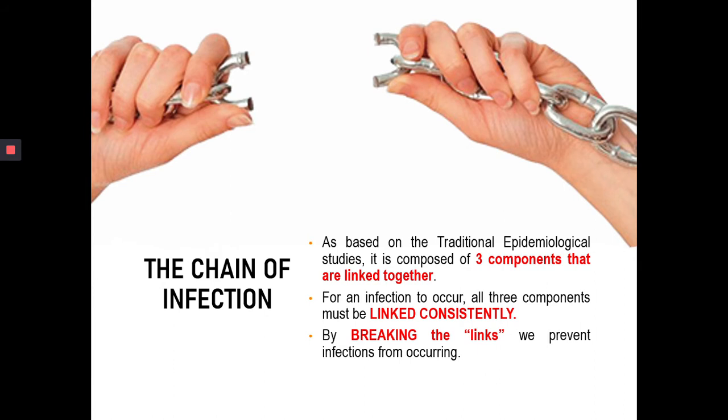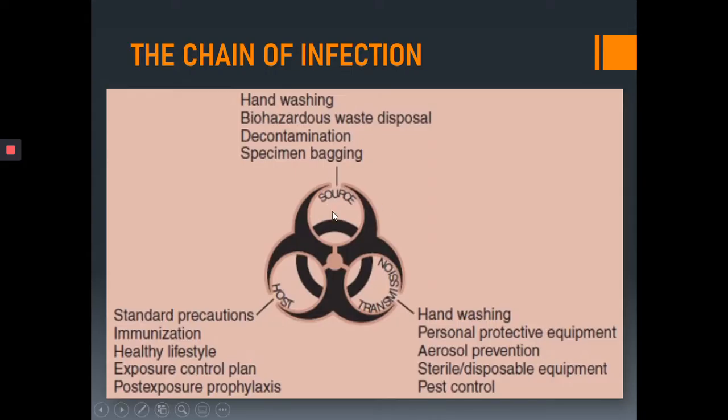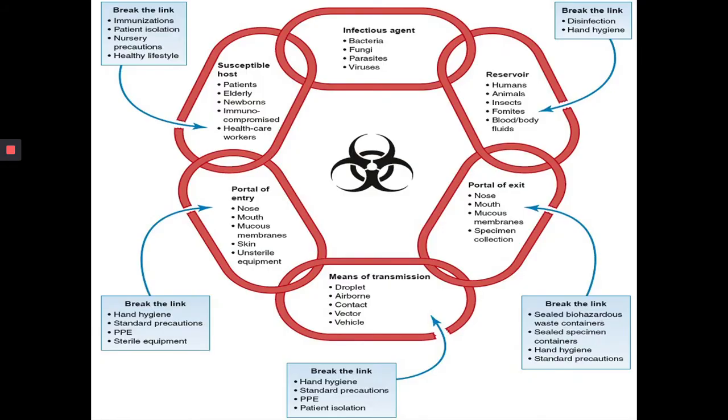The chain of infection is composed of three main components that are linked together, and in order for a disease or infection to occur, there must be a consistent link between these three components. Now, what are the three components of the chain of infection? We have the source or the infectious agent, the susceptible host, and the mode of transmission. But there is another comprehensive illustration of the chain of infection with three additional components. These three additional components are the portal of entry, the portal of exit, and the reservoir.